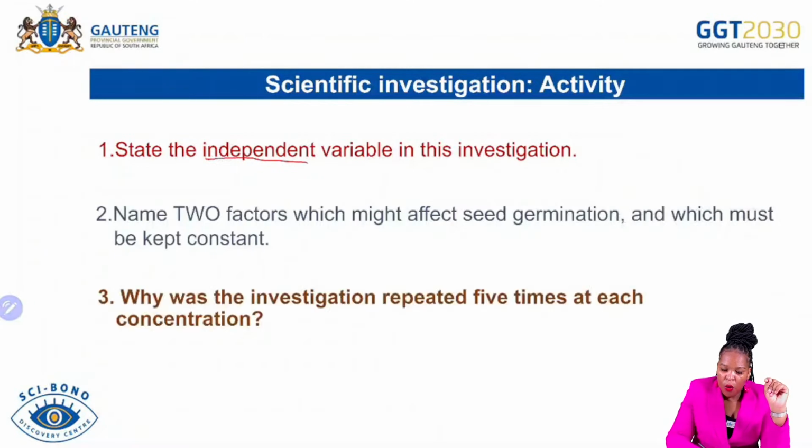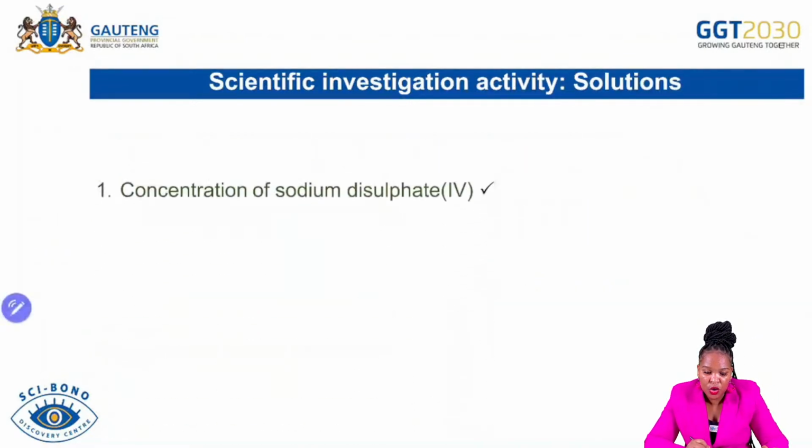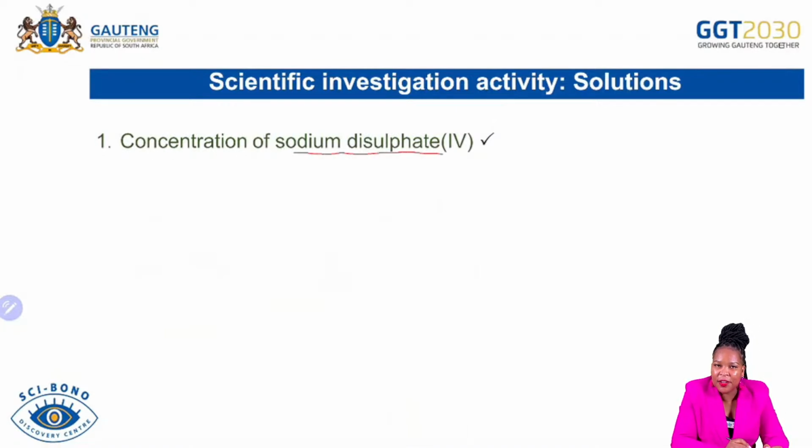Right, and then why was the investigation repeated 5 times at each concentration? Then you remember, to repeat is to increase what? Let's take a look at the answers. So the first one is asking you to identify an independent variable. Then the independent variable will be the concentration of sodium disulfate.